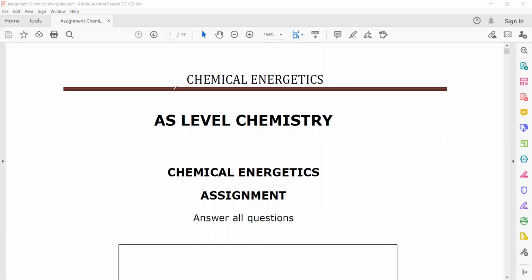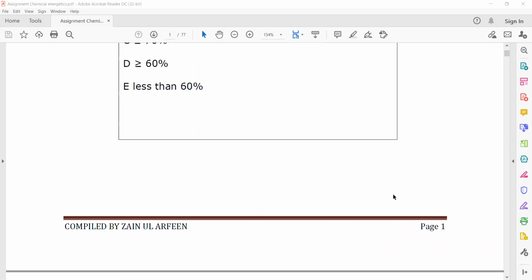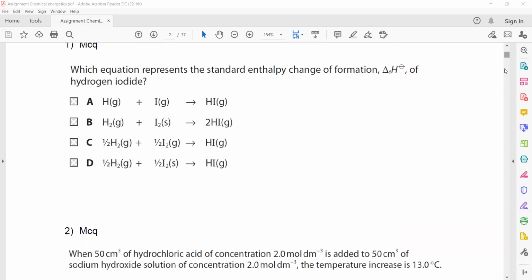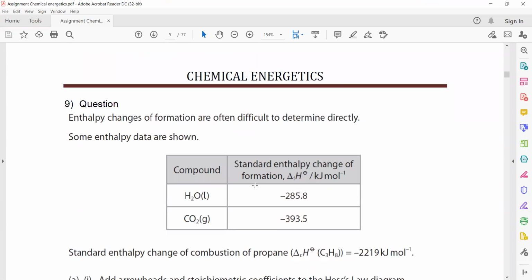In this session, I will discuss the questions related to the topic of chemical energetics. In the last session, I discussed the first 8 questions, and today I will discuss question 9 onwards.